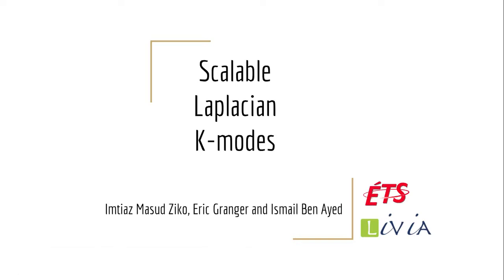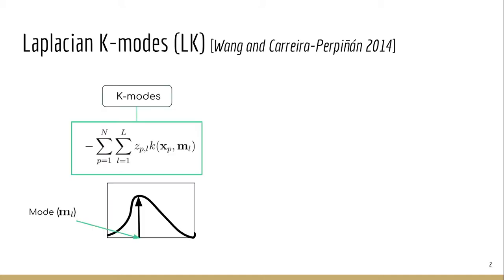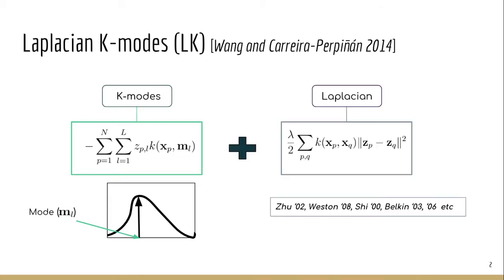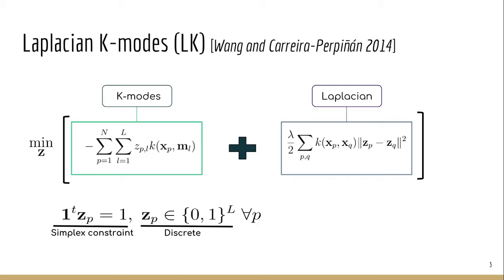In this video I explain scalable Laplacian K-modes from our work in NIPS 2018. So we advocate the Laplacian K-modes for joint clustering and mode estimation. It contains the first term, which estimates the mode of each cluster like mean shift, and a well-known Laplacian regularizer, which is well cited for spectral clustering and semi-supervised learning. The task is to minimize this combined energy subject to the discrete assignment variable and simplex constraint.